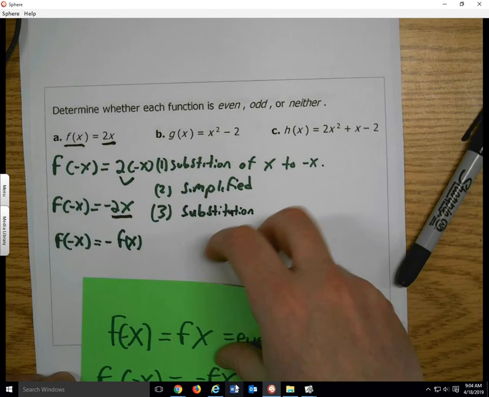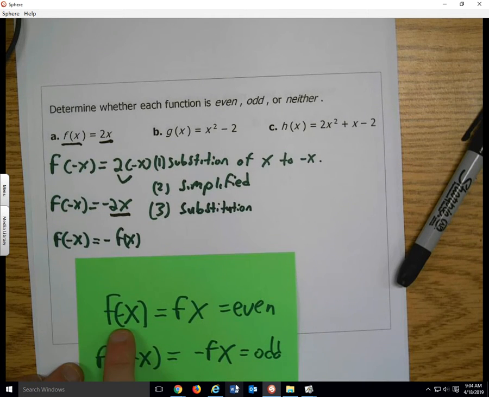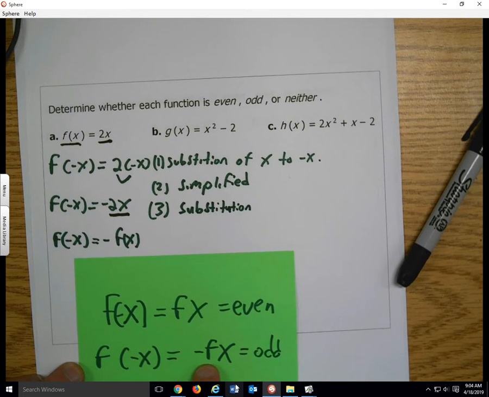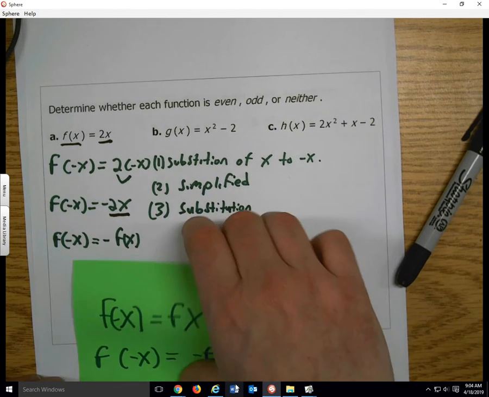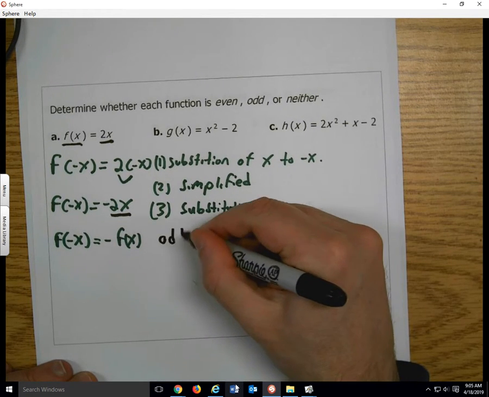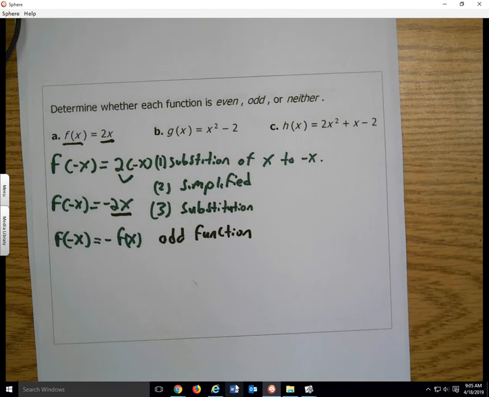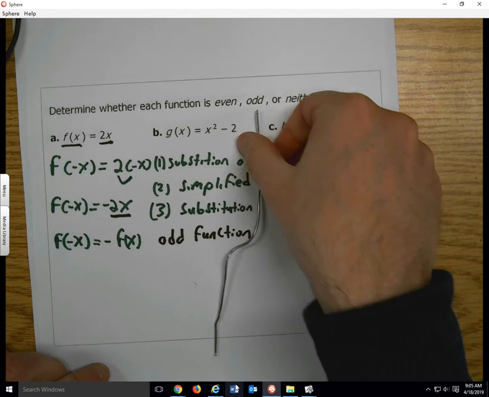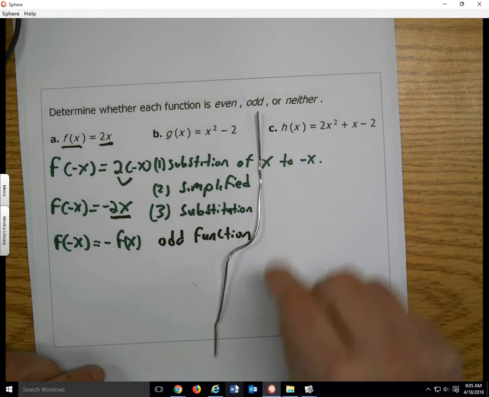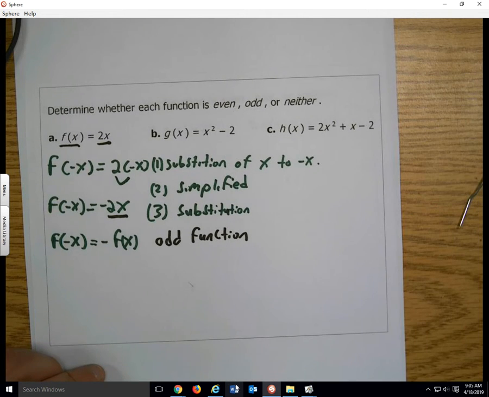And now we can answer the question, is it odd or even, just by looking at our chart here. If we have f of negative x equaling negative f of x, you can see that it's odd. So this is an odd function. Meaning that if I were to graph it, it would look something like this, right? It would not be symmetric on both sides. It'd be symmetric along the origin. Okay, let's do another one.